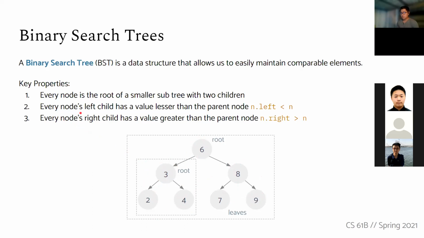Next, the left children of each root should always be less than the parent node. One of the things for BSTs in this class is that we do not allow values that are equal to be in a BST. And likewise, values that are greater than the root or the parent always go on the right side, or the right subtree.